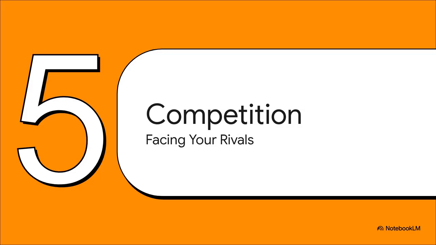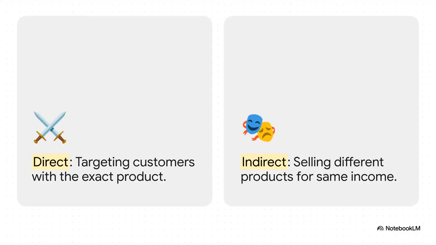All right, on to our final stretch, Section 5, Facing the Competitive Environment. Okay, so we've done our research, we've found our gap, and we know exactly what customers want. Now it's time for the final boss battle of our quest, dealing with the rivals who want the exact same customers that you do. Competition generally comes in 2 forms. Direct competition is when a rival targets customers with exactly the same product as you, like 2 different coffee shops on the exact same street.